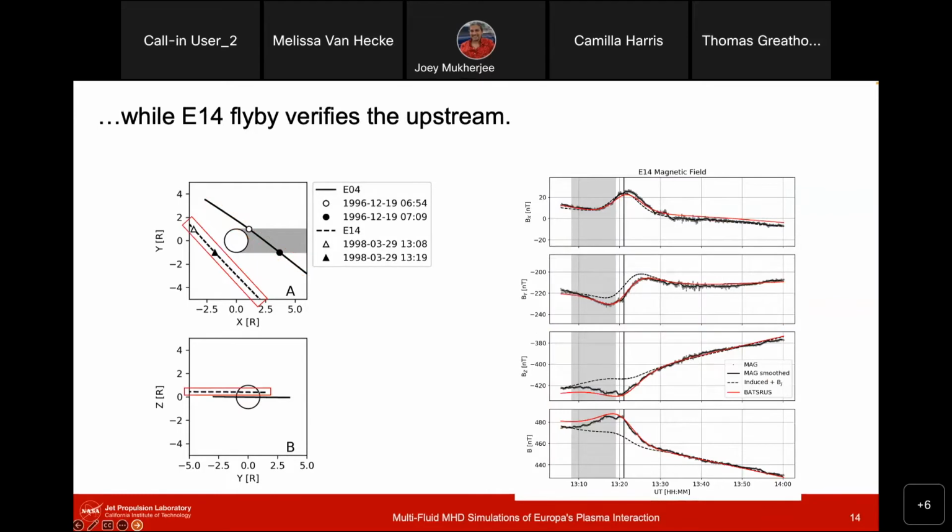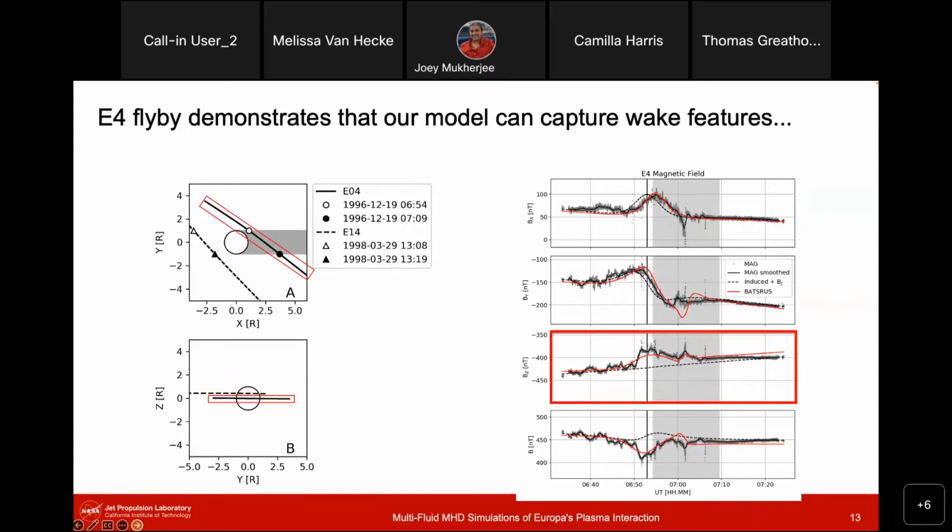Yeah, sure. Can you describe the difference between the black dashed line and the red curve? Are they both models? So the red curve is the result of solving this interaction with all the plasma and that sort of thing. The black dashed line is what we prescribe in the model to represent Europa's induced magnetic field.